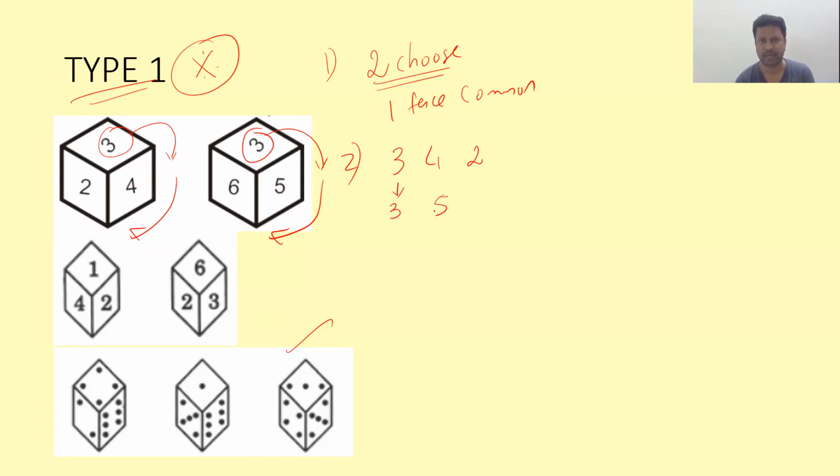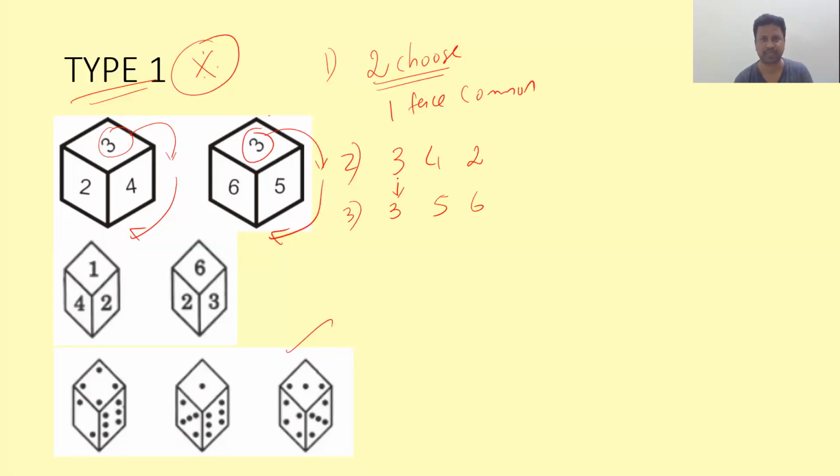3, 5, 6. So this is the second step. Write the numbers in clockwise starting from the common face. And the third and final step is, we know there are six different faces. Correct? In one dice there will be six different faces. Here face 2 is here, 3 is there, 4 is there, 5 is there, 6 is there, which is not there. Face number 1 is not there.